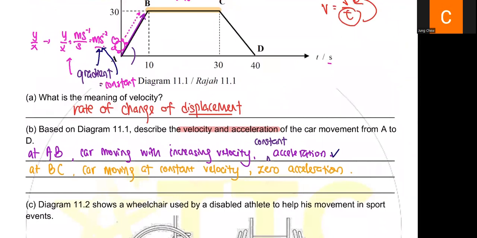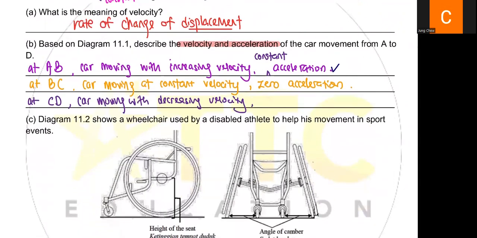Okay. Now at CD, the car is moving with decreasing velocity, right, guys? Decreasing meaning that it's slowing down. Okay. So what is my acceleration? So how to describe my acceleration? So what am I going to say here? Yeah, constant deceleration.